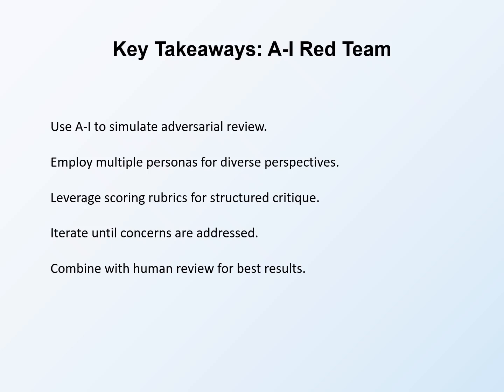Third, leverage actual scoring rubrics for structured critique. Rubric-based scoring ensures you focus on what actually matters for evaluation and helps prioritize improvement efforts. Fourth, iterate until major concerns are addressed. Red Team review works best as a cycle of critique, revision, and re-review that systematically strengthens your proposal. Fifth, combine AI Red Team with human review for best results. AI catches systematic issues quickly. Human reviewers bring contextual understanding and field expertise.